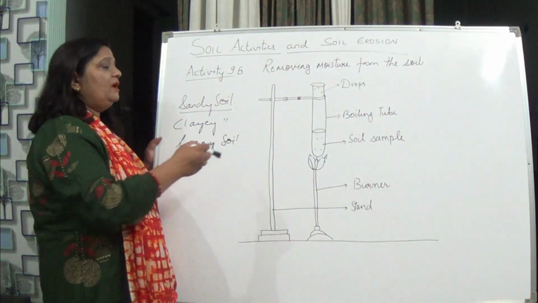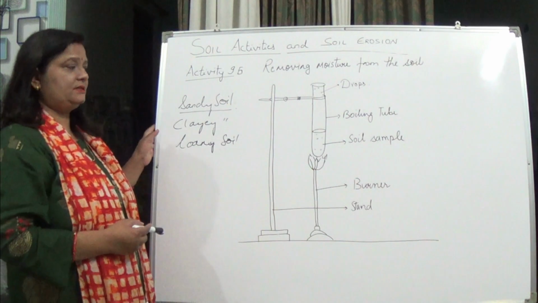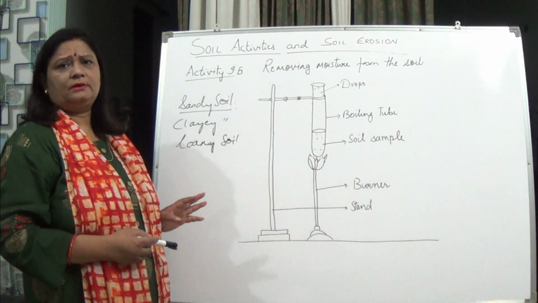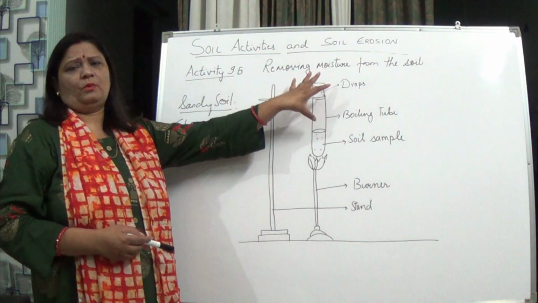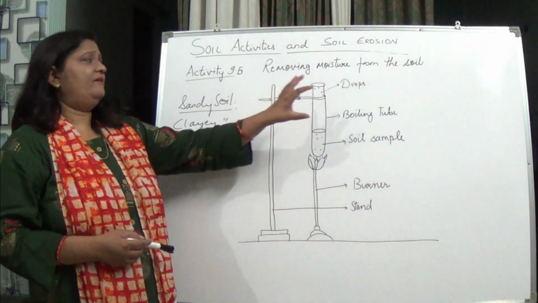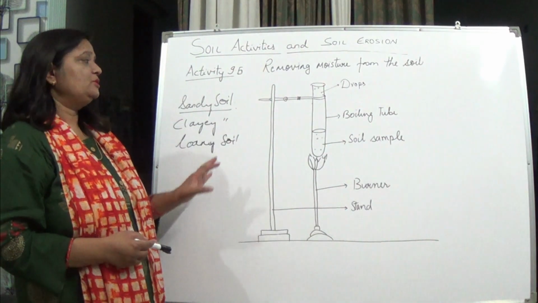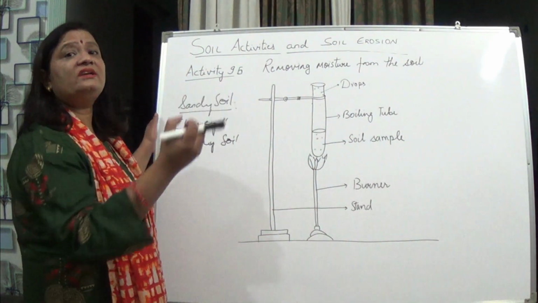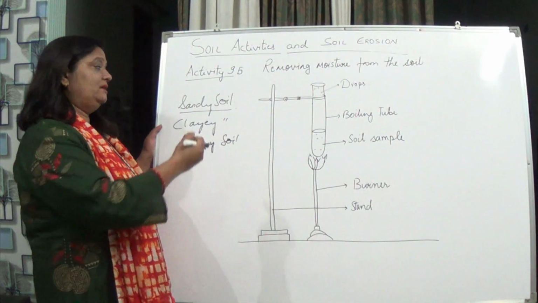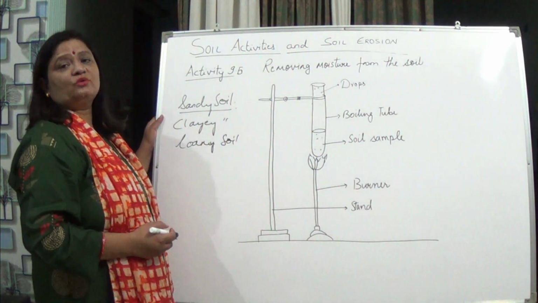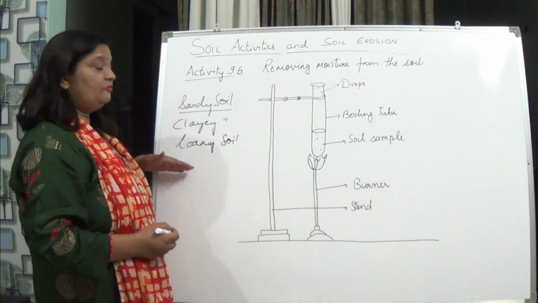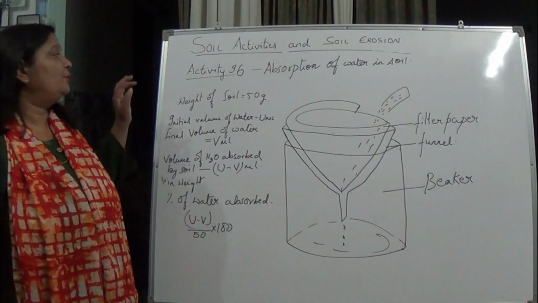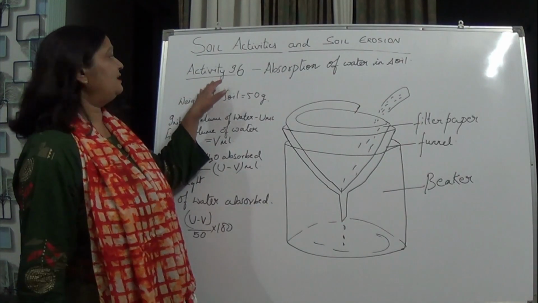If the soil sample is sandy soil, when you are heating, you will not see many water droplets. But when you are taking clay, you will see a tremendous amount of water droplets, and loamy is the average of the two, sandy and clay soil. So this tells about the water holding capacity of the soil, and how much moisture the soil contains. This proves that the water holding capacity of clay soil is the highest, followed by the loamy soil and then the sandy soil. Okay, understood? So now coming to the next activity, that is activity 9.6.